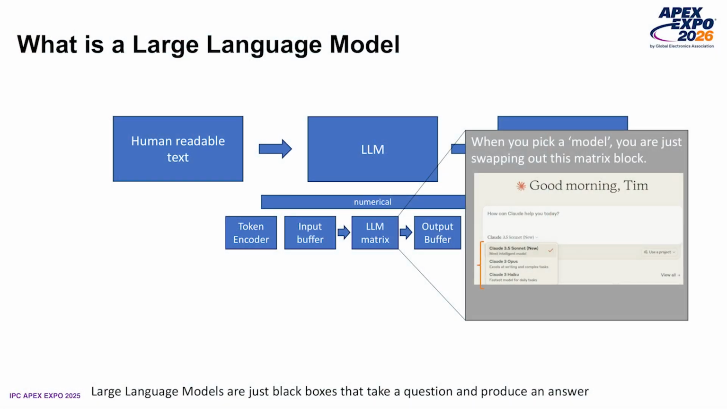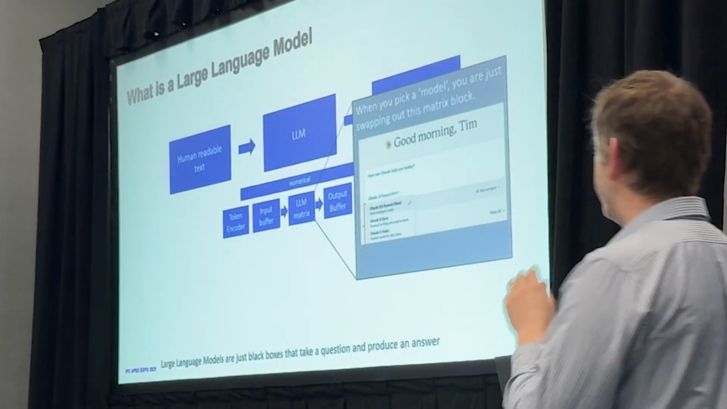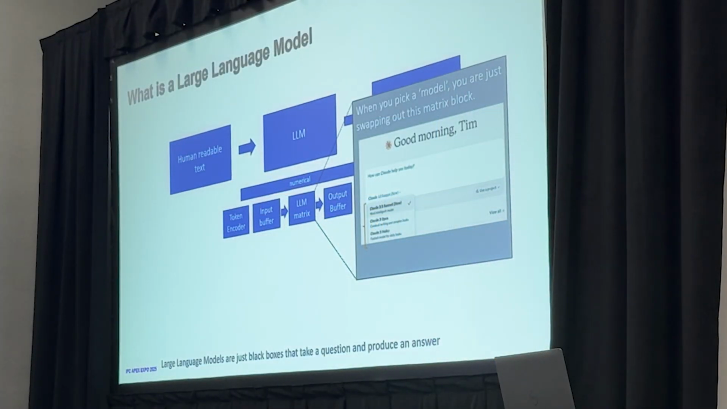So then when you pick a model for your large language model, all you're doing is swapping out this little box here. And these models come out every couple of months or so.